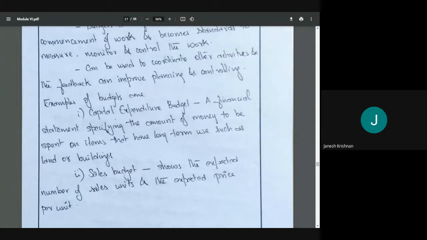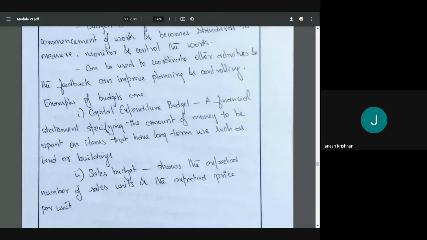Then another example is sales budget. It shows the expected number of sales per sales units and expected price. How much are we going to sell? Have you met the target or not? Usually we hear, have you met the target? The target means that budget. That's the sales budget. So I need to get X amount from the sales, and in order to get X amounts, I need to sell Y units, right?